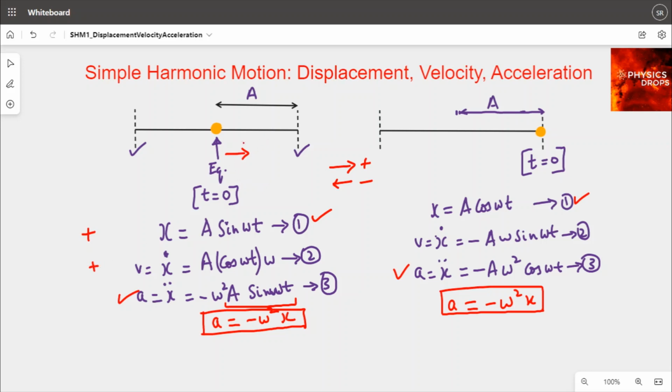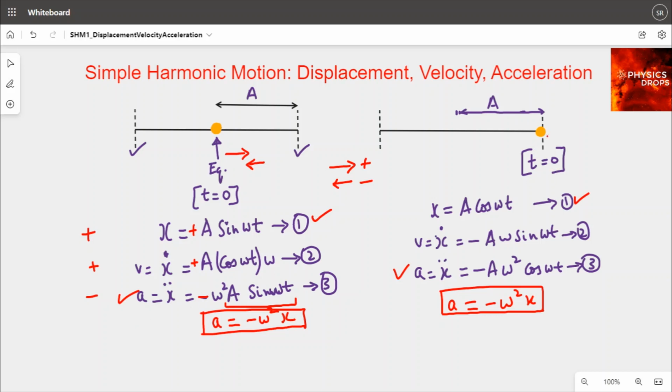Acceleration is always opposite to the direction of displacement. The restoring force pulls the object this way, back to the equilibrium position. The force is in this negative direction, so acceleration is also negative. So we get plus, plus, minus, which is in line with the signs we get here. We get a plus here, a plus here, and we already have a minus here.